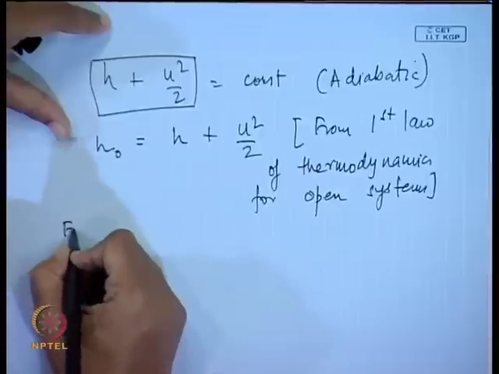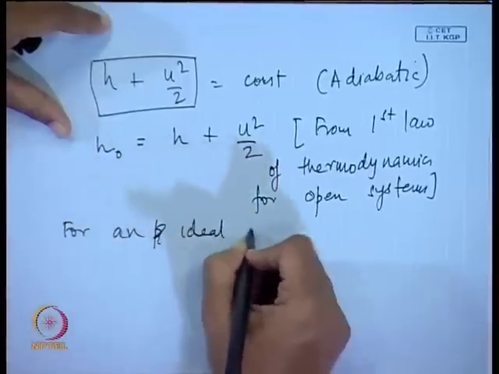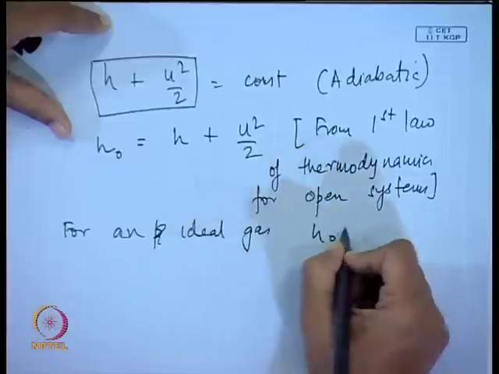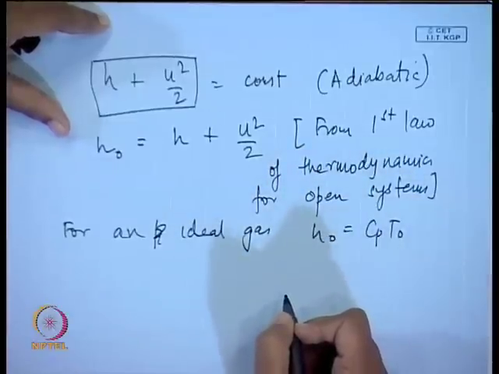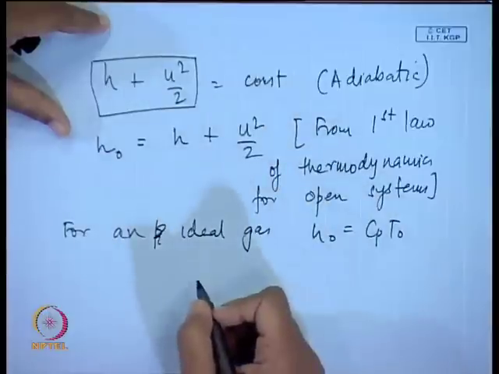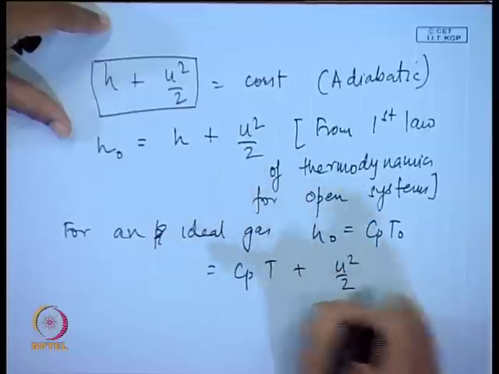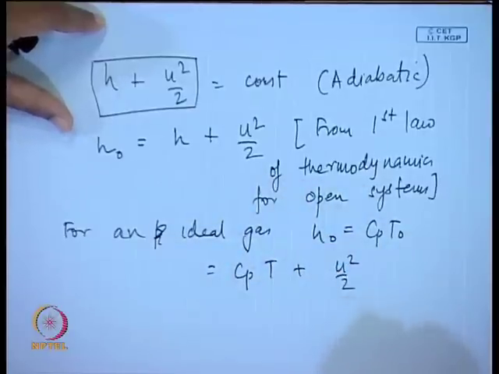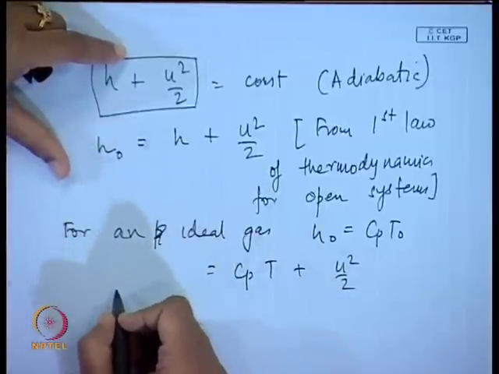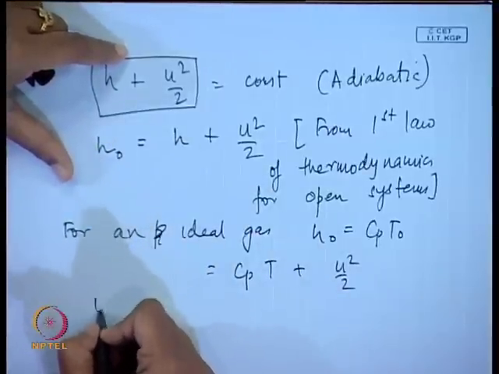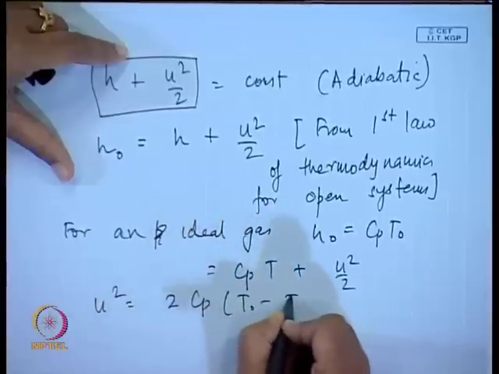Now, for a perfect gas, or for an ideal gas I should say, h0 equals Cp T0, isn't it? Okay, T0 is the stagnation temperature. This will be equal to Cp T plus u square by 2. You agree with me? Okay. Or in other words, we can write down u square equal to 2 Cp (T0 minus T).